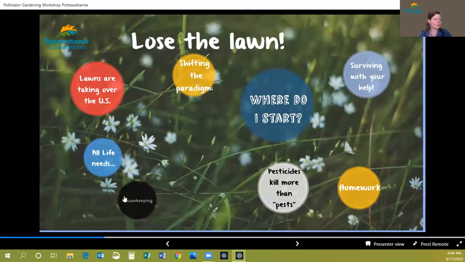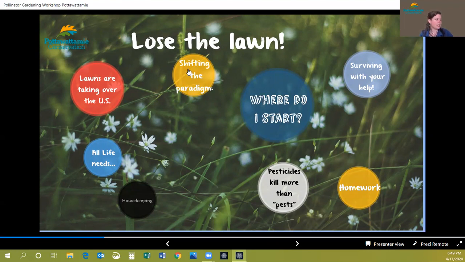We know there's a problem and we're losing our pollinators, our populations are going down, songbird populations are going down. There's a lot of sad, negative stuff that's happening, but there is something that we can all do about it, and it's to lose the lawn. That's not the only thing we can do, but that's what I like to focus on.